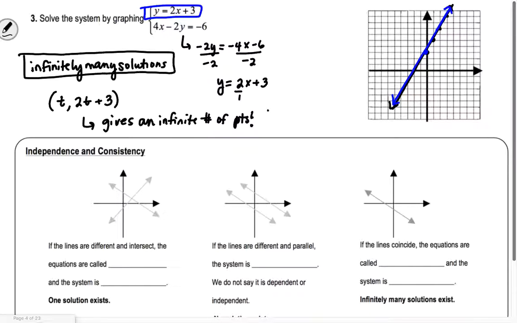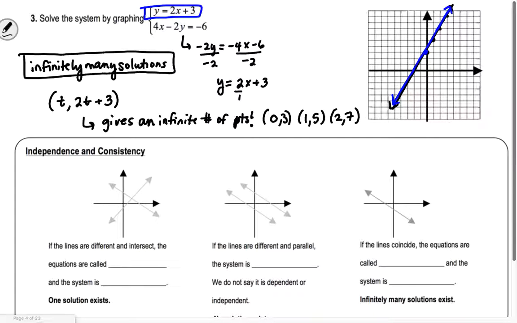So let's think about it. What if you plug in 0 for t? You get 0, comma, what? Plug in 0. 0, comma, 0 plus 3 is 3. What if I plug in 1 for t? What do I get? 1, comma, close. 5. What if I plug in 2 for t? What do I get? 7. These are all points that are on that line. Do you guys see why it's called dependent now? It depends on what t is, on what your x, what your y is, right?